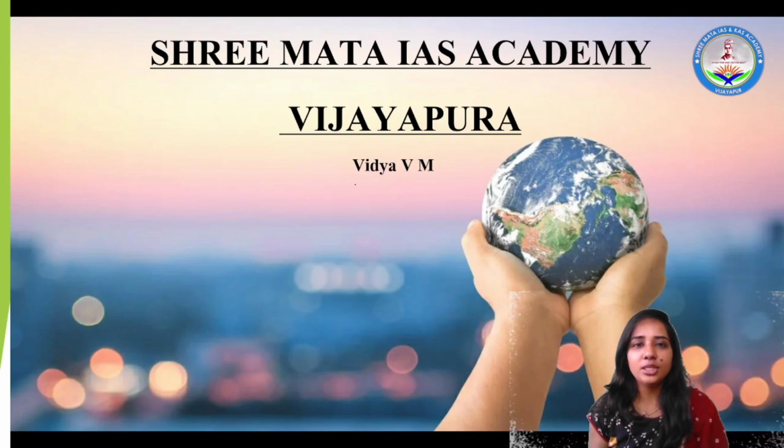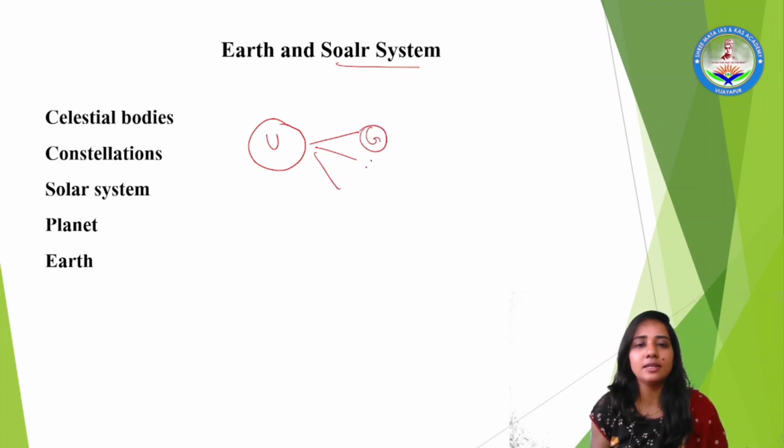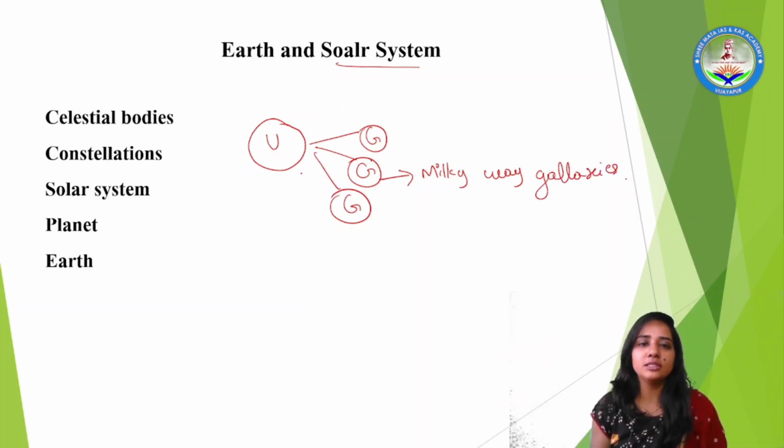I am your faculty for geography subject Vidya Yam, and let's start one more lesson from geography today. We are going to see some of the topics regarding the earth and the solar system. Before coming to the solar system, there is a universe which exists. This universe has many galaxies, as I said in the last class, and we are part of one galaxy, that is the Milky Way galaxy. This Milky Way galaxy contains various materials and objects inside of it, materials like dust particles.